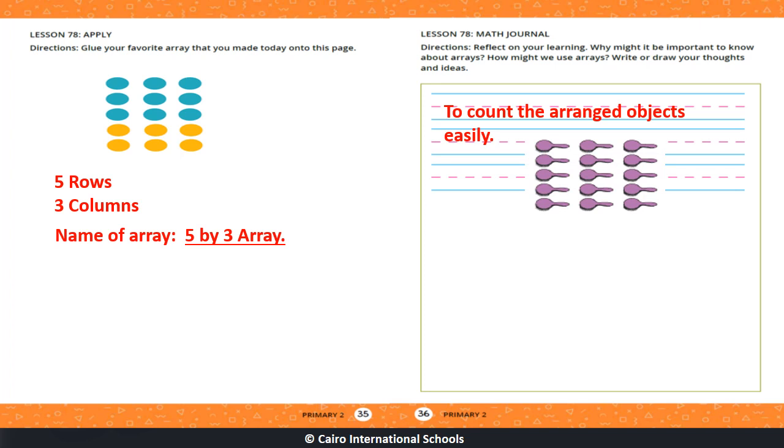Now let's count the number of rows. 1, 2, 3, 4, 5. It has 5 rows. And how many columns? 1, 2, 3. So it has 5 rows and 3 columns. The name of the array is what? Rows by columns. It has 5 rows and 3 columns. So this array is a 5 by 3 array.